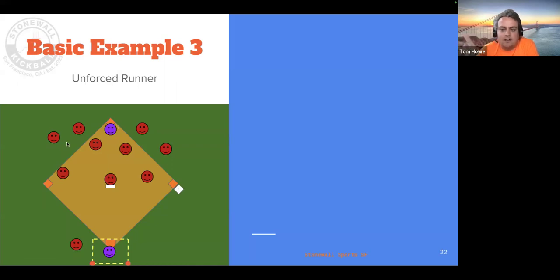So does that mean, just a question for the audience, does that mean they are forced or does that mean that they are unforced? Does this runner have to go to third?